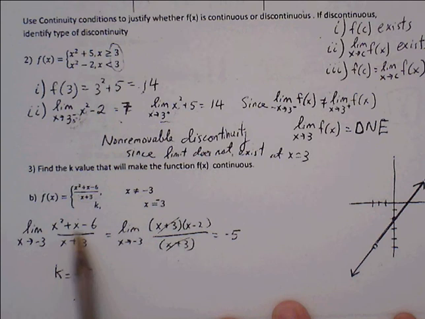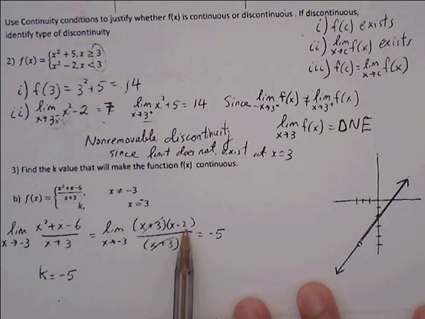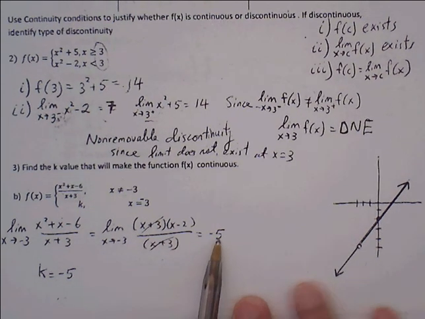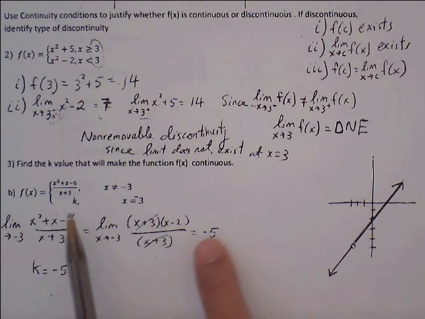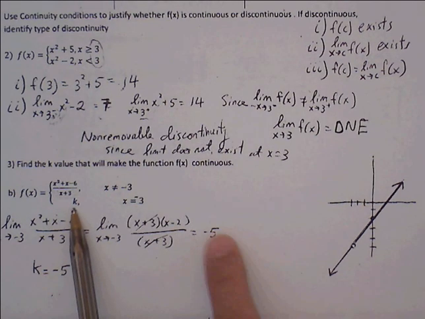So what we can do is factor the numerator into x plus 3 and x minus 2. That will match the denominator of x plus 3. If we cancel out the hole in the graph, we can reevaluate the expression. So negative 3 minus 2 is negative 5. So we know the limit exists at negative 5. So in order for the function to be continuous, the k value would have to be negative 5 in order to cover up that hole in the graph.